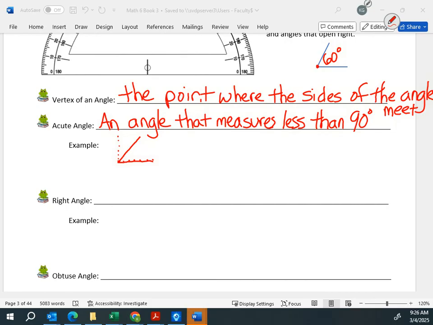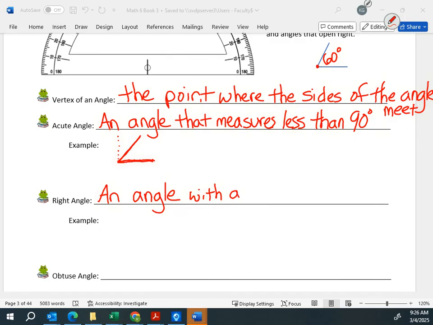So it's cute and little. Then we have a right angle. A right angle is an angle. Anybody know what its measurement is going to be? Liam? Yeah, it's going to be exactly 90 degrees.